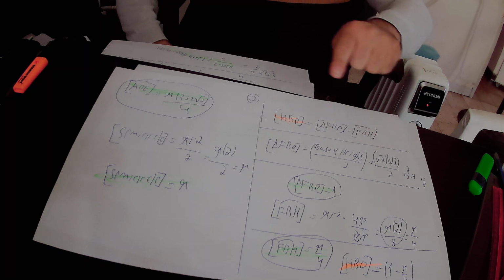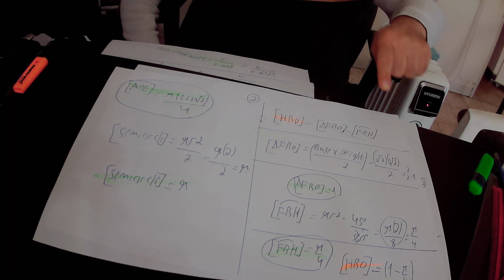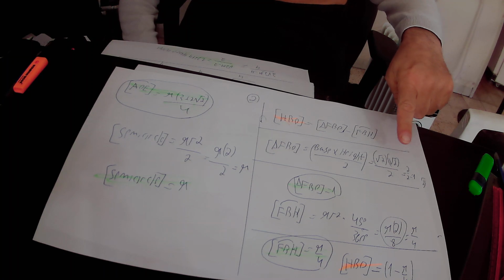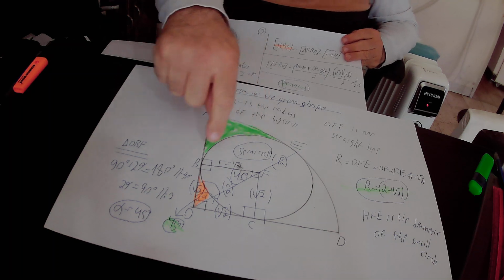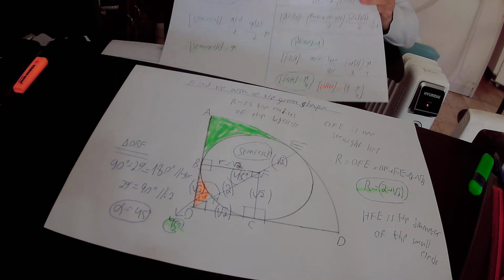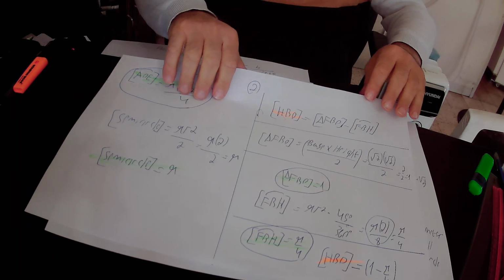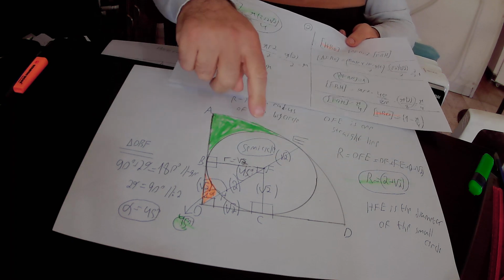So the base is square root of 2 and the height is also square root of 2 divided by 2. Square root of 2 times square root of 2 is 2, and 2 over 2 is 1. So in conclusion, we found out that the area of this right triangle FBO is equal to 1 square unit. And then we have to find out also the area of the small sector FBH.